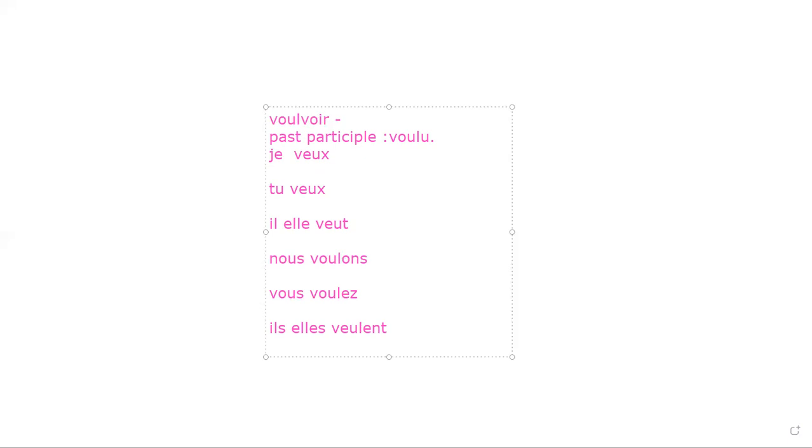Now, Samar, explain the vouloir verb. Je veux, tu veux, il, elle veut, nous voulons, vous voulez, il, elle veut. Well, c'est clair, d'accord?